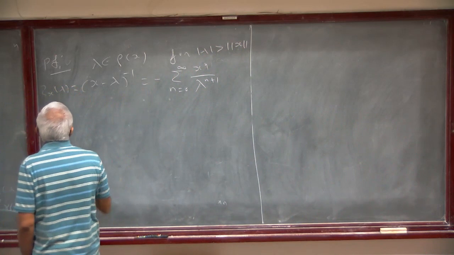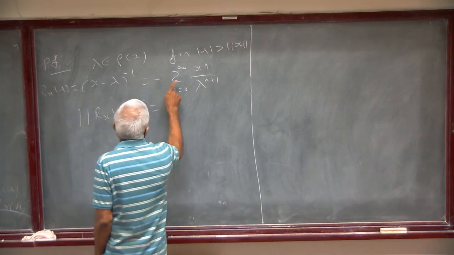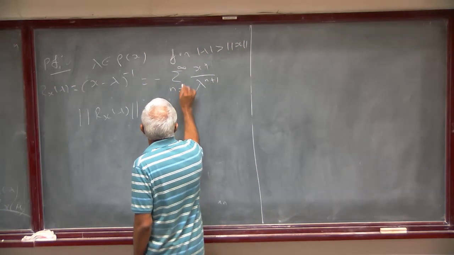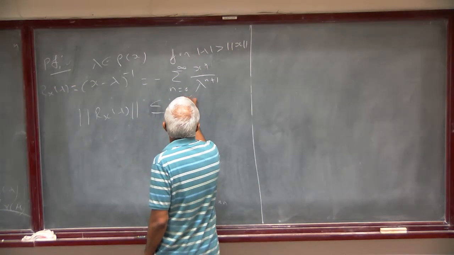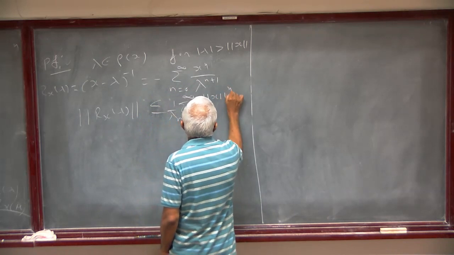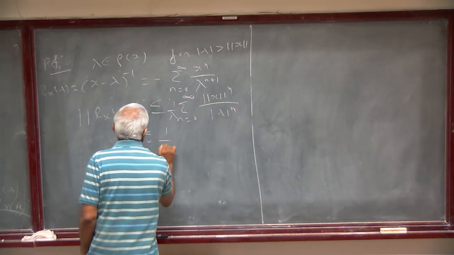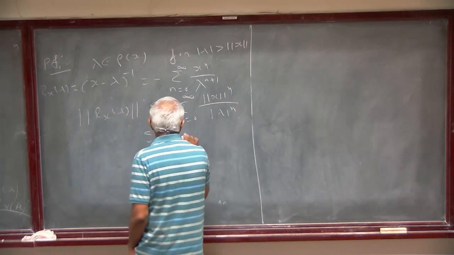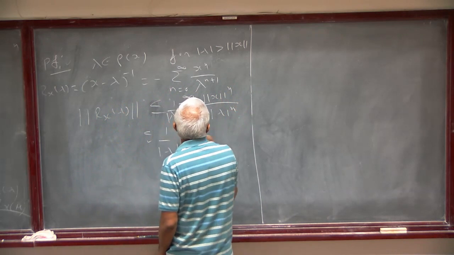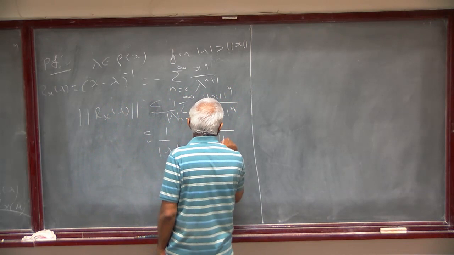Now you calculate the norm of R_X lambda, which is less than or equal to the norm of the summation, 1 by lambda times norm X to the n by lambda to the n. So this is equal to 1 by mod lambda times 1 over 1 minus norm X by mod lambda.